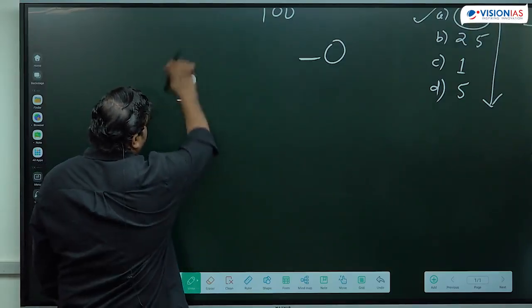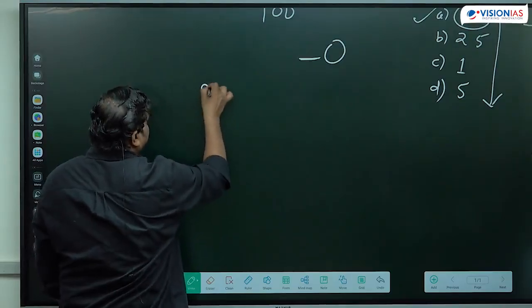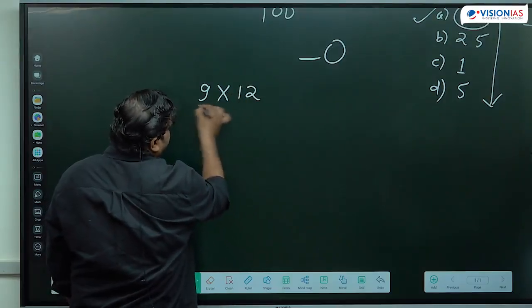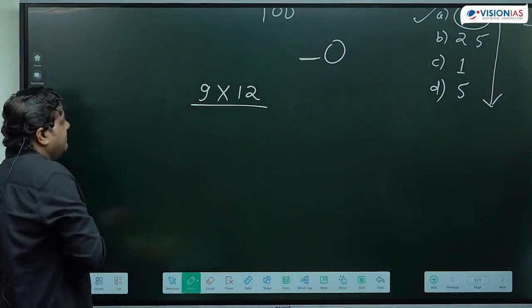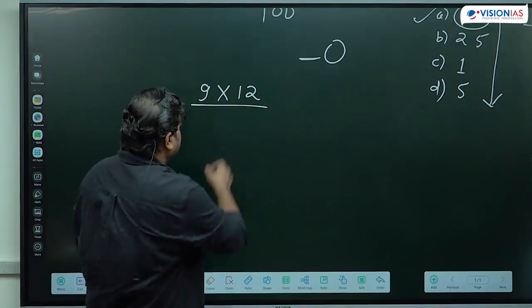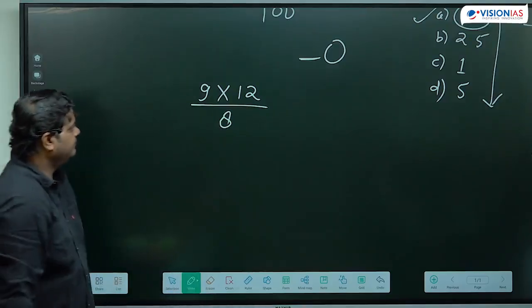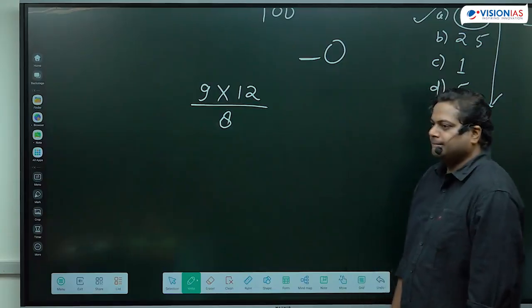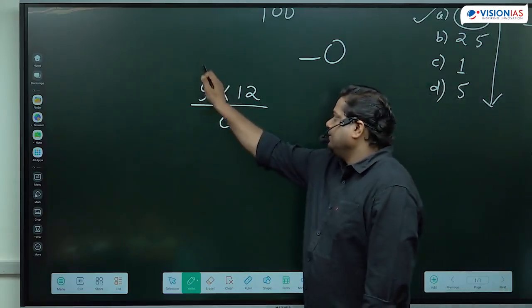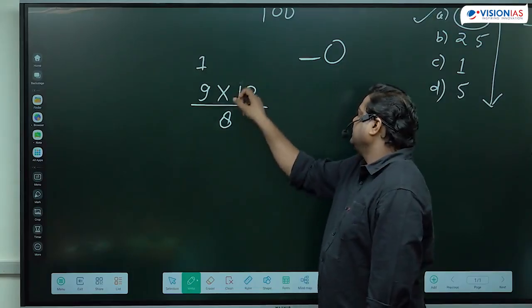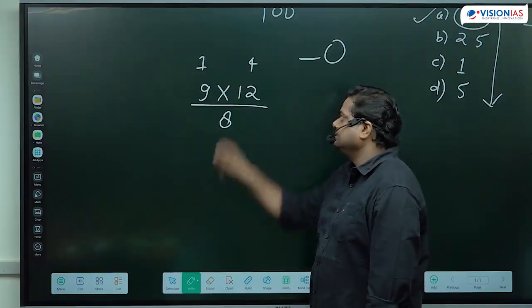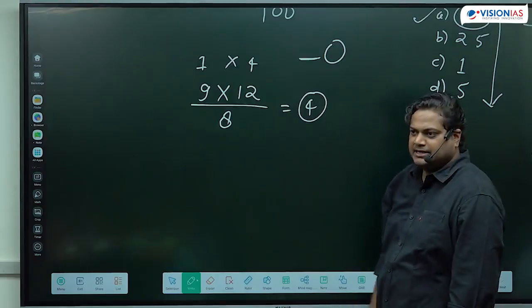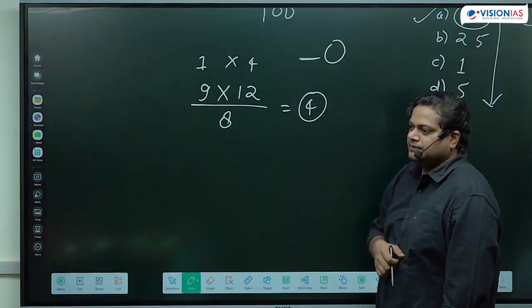9 into 12 divided by 8, what remainder are we going to get? 1 and here 4. Final remainder will be 4. Anyway, we can also check by multiplying. We are getting remainder 4.